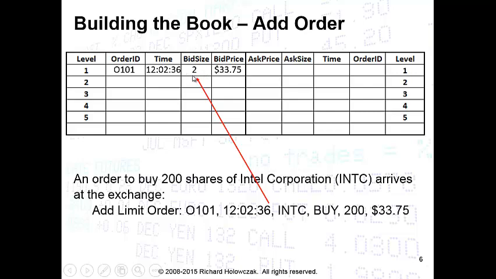You may notice often the bid size is just shown as a single digit here. What this indicates here is the lot size is 100 shares. So to indicate we're buying 200 shares, we just put the number 2 in the order book.